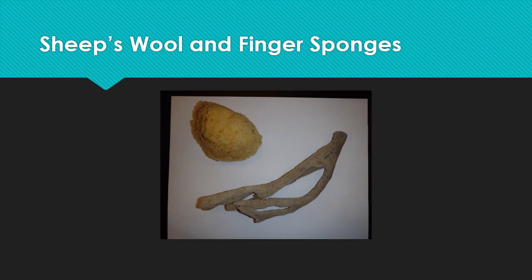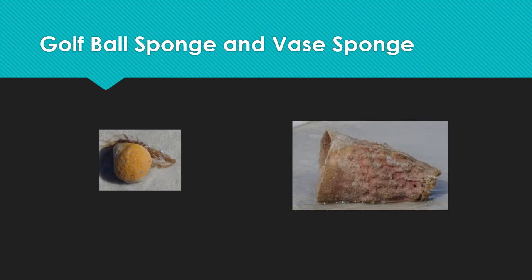The 2 organisms pictured here are common sponges, the sheep's wool sponge and the finger sponge. The golf ball sponge and the vase sponge are commonly washed up on our beaches. Please remember that each one of these sponges should be listed as a separate organism on your table.